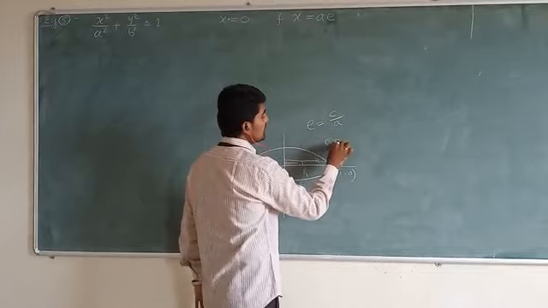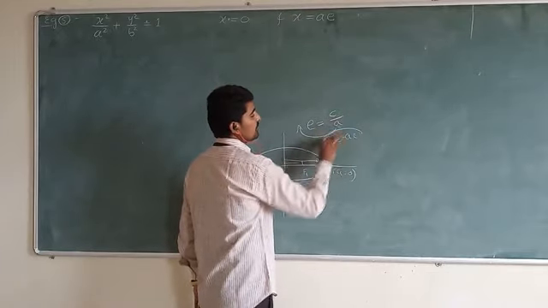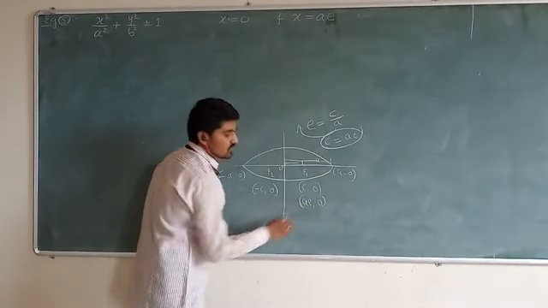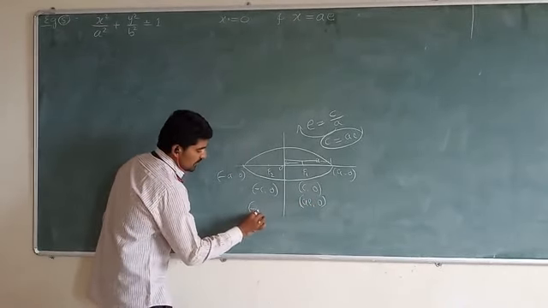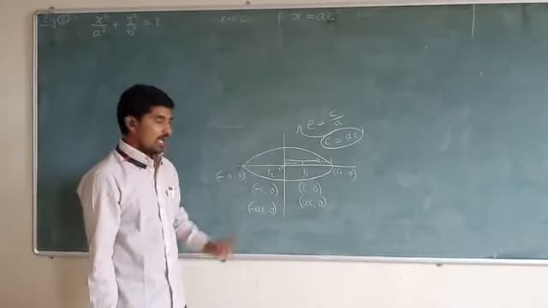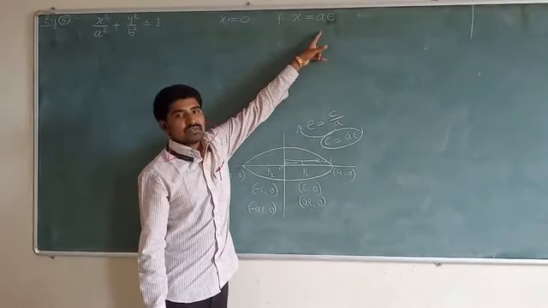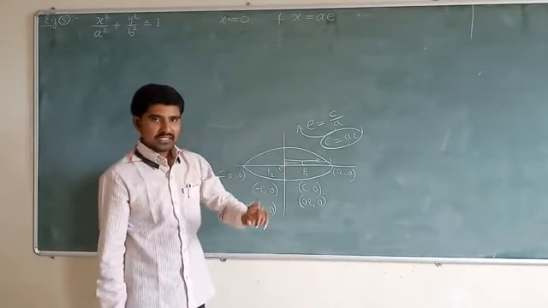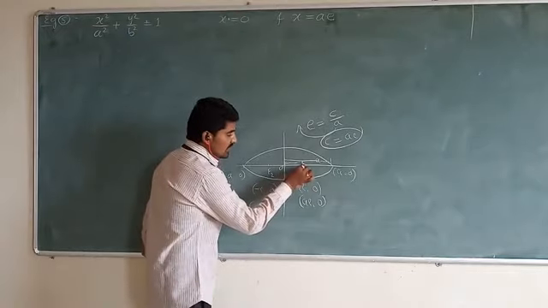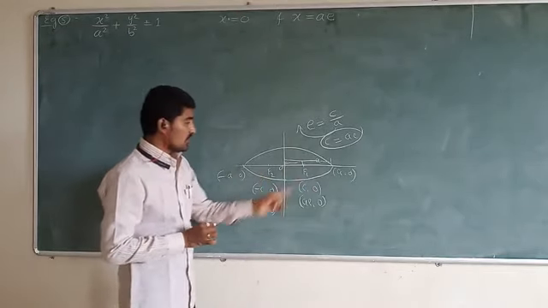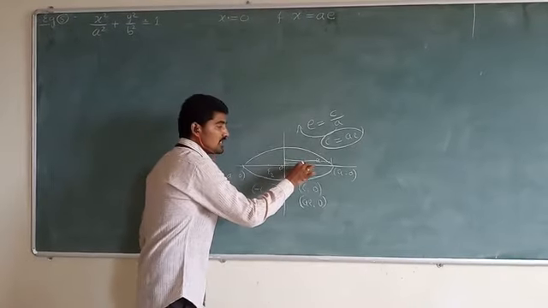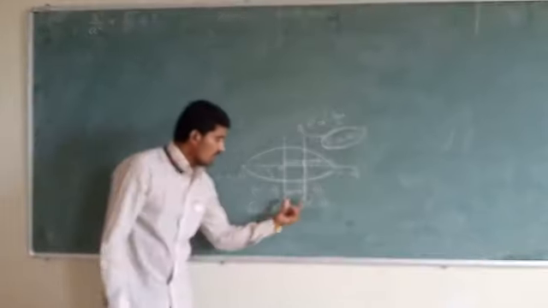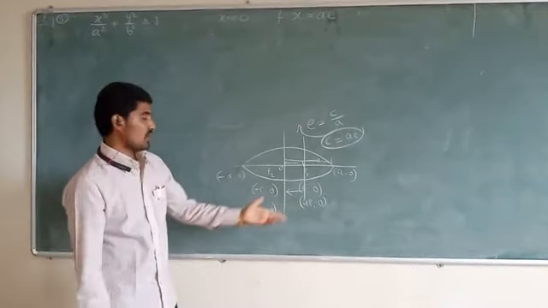Hence, the value of c is equal to a e. Hence, the coordinate of focus 1 is a e comma 0, and focus 2 is minus a e comma 0. Hence, x equals to a e is a line which passes through the focus of the ellipse and is parallel to the y-axis. I hope all of you understood this.